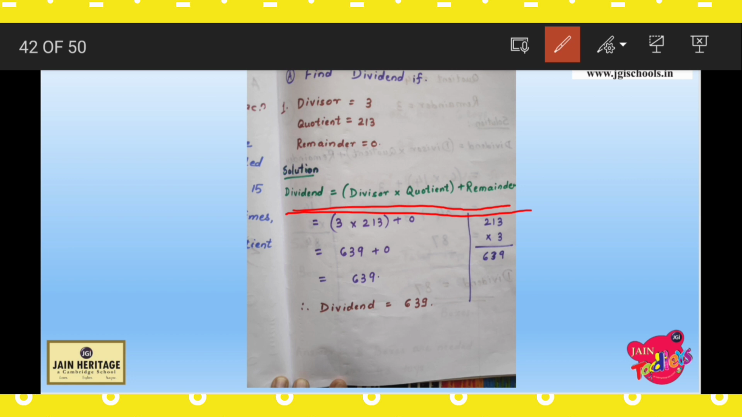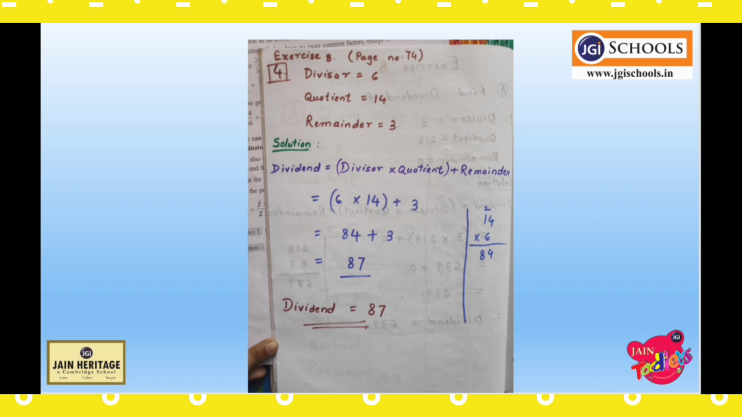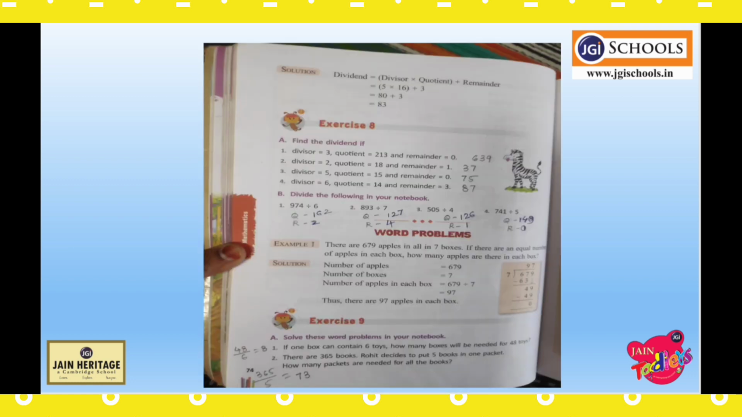What is given in the question itself? Divisor is 3, quotient is 213, remainder is 0. So here I have solved this in the rough column, that is 3 multiplied by 213. 3 threes are 9, 3 ones are 3 and 3 twos are 6. So 639. 639 plus 0 is 639. So the dividend here is 639. This exercise you have to solve and it is based on the same formula. Exercise 8.